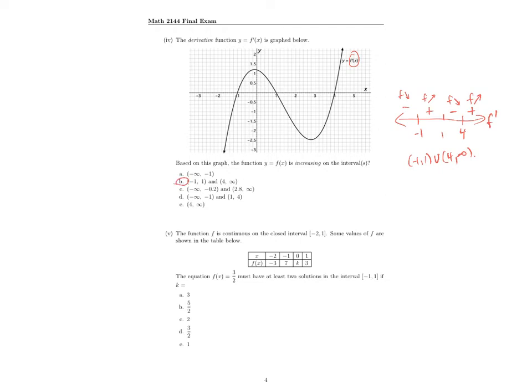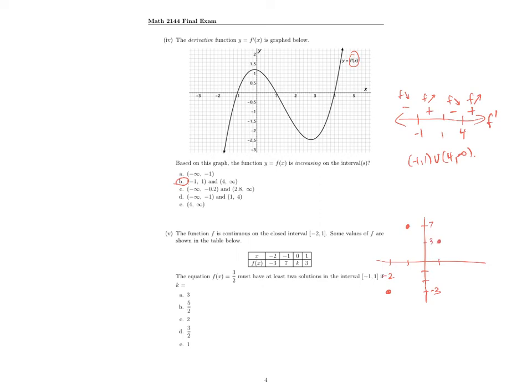The function f is continuous on the closed interval negative 2 to 1. Some values of f are shown in the table below. And then it says the equation f of x equals 3/2 must have at least 2 solutions in the interval negative 1, 1 if k equals what? Okay, so I think it will help if we plot these points. So if we do negative 2, negative 3, and then negative 1, 7, and then 0, k, let's figure out where to put that later, and then 1, 3.